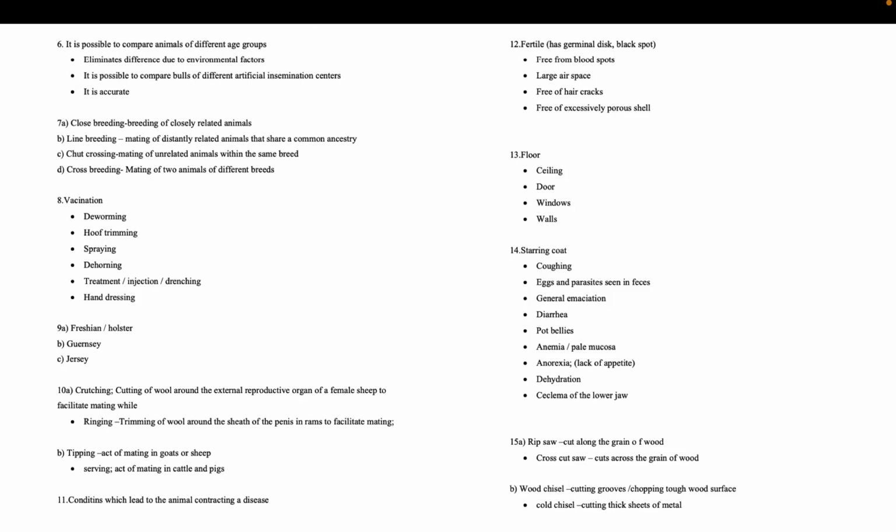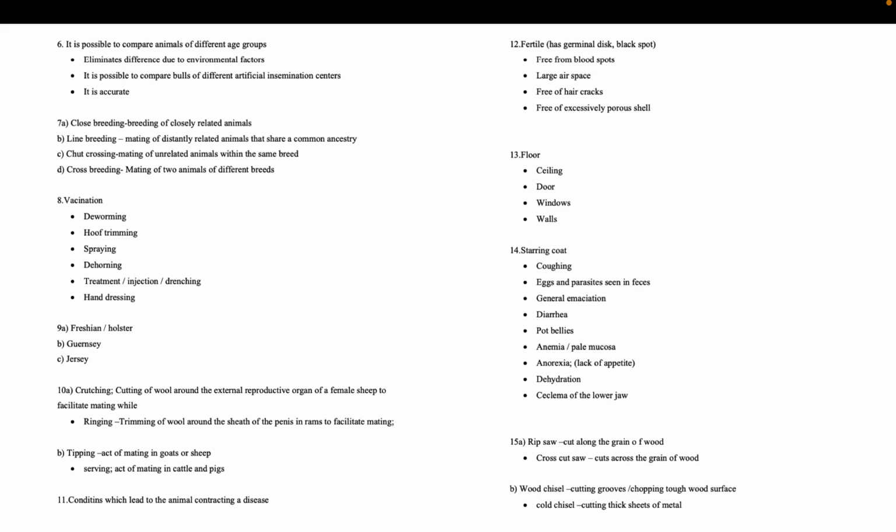Battery cage, intensive. 6. It is possible to compare animals of different age groups. Eliminates difference due to environmental factors. It is possible to compare bulls of different artificial insemination centers. It is accurate. 7A. Close breeding, mating of closely related animals. B. Line breeding, mating of distantly related animals that share a common ancestry. C. Outcrossing, mating of unrelated animals within the same breed. D. Cross breeding, mating of 2 animals of different breeds.